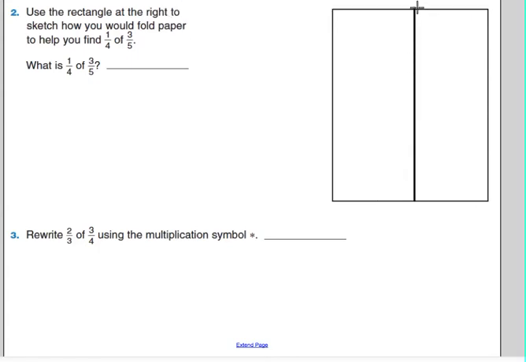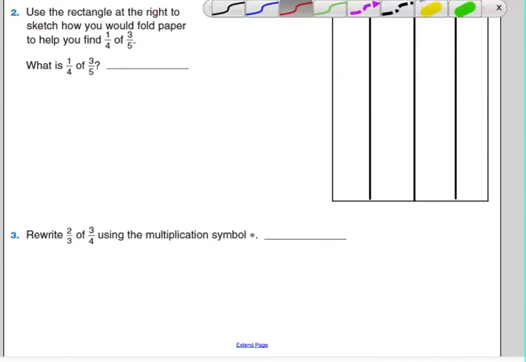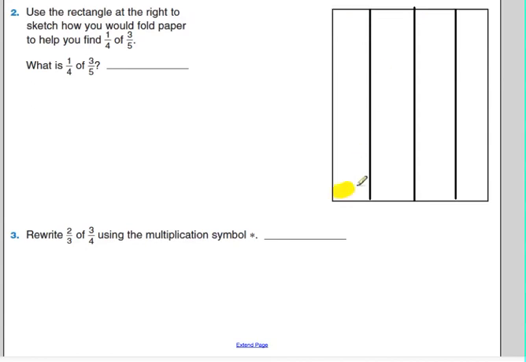We need to make fourths. You should be making yours in your journal right now. And we need to shade 1/4. Make sure you shade it in one direction. Okay, then our second fraction is 3/5. So now we need to make 3/5. Fifths are sometimes hard to make a picture of, but just do the best that you can.